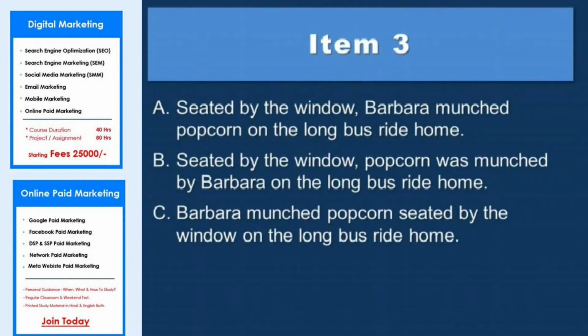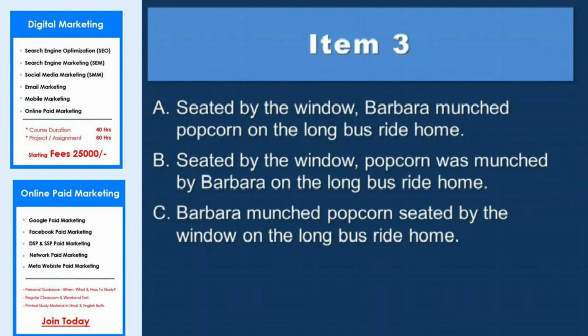Now question number 3 coming up. And as you can notice, the level of difficulty is getting higher and higher with the more number of questions that we are doing. Statement A: "Seated by the window, Barbara munched the popcorn on the long bus ride home." Who was seated by the window? It was Barbara. And who was munching the popcorn? It was Barbara again. So statement A sounds correct.